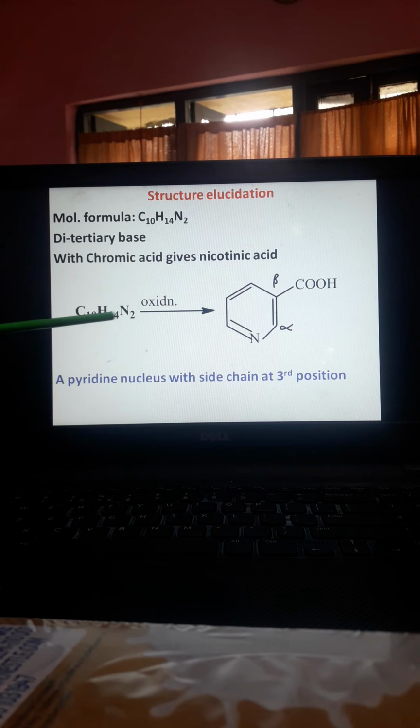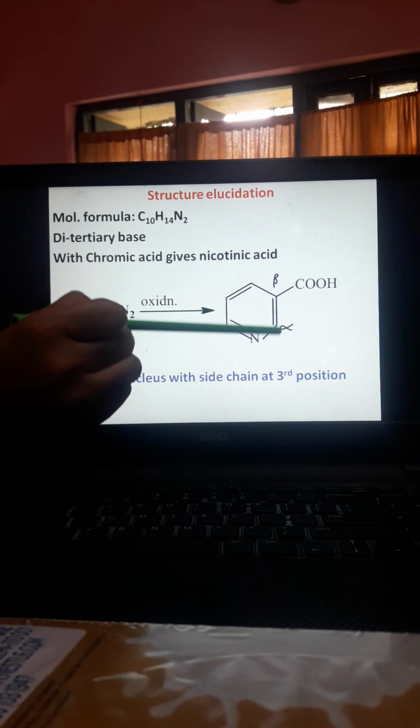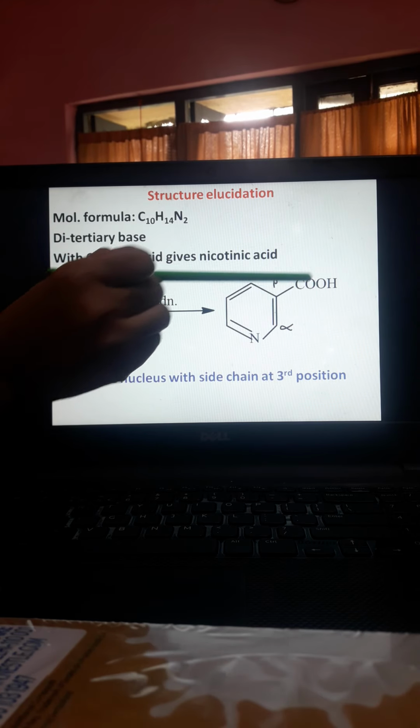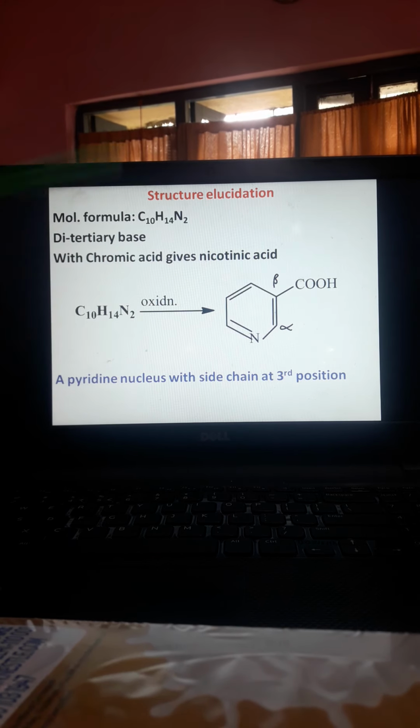Next, on oxidation with chromic acid or potassium permanganate, it gives nicotinic acid, which is actually pyridine beta carboxylic acid. At the alpha and beta positions, this is the beta position where the carboxylic acid group is linked, so it is pyridine beta carboxylic acid. Therefore the alkaloid contains a pyridine nucleus with a complex side chain at the third position, 1, 2, 3. This is the third position.